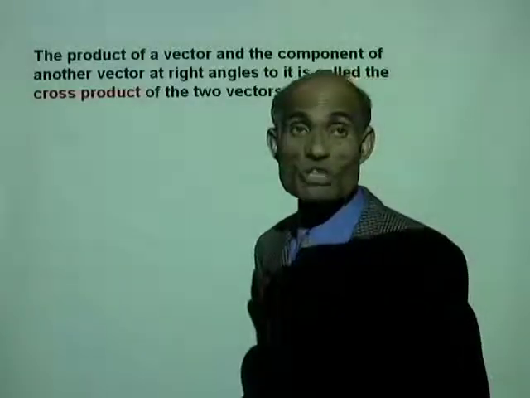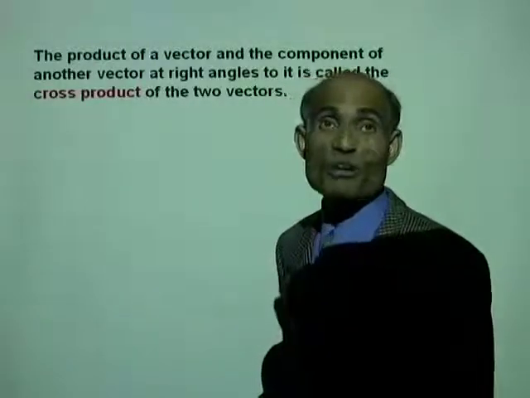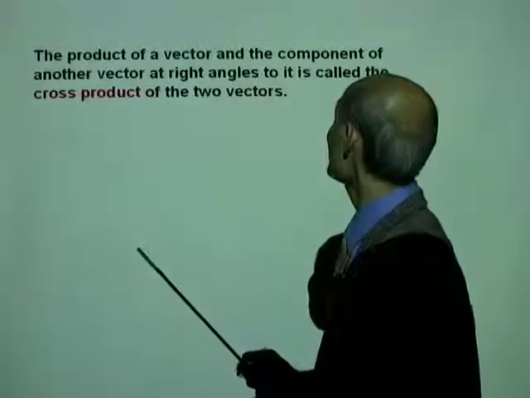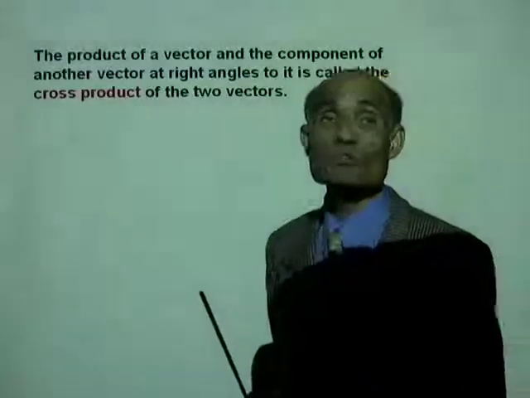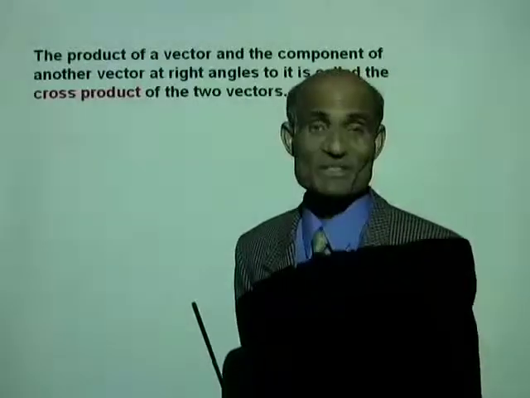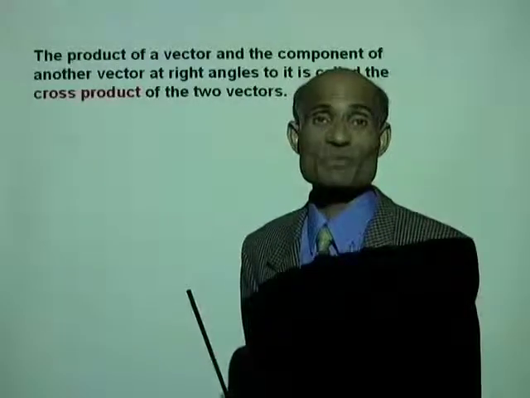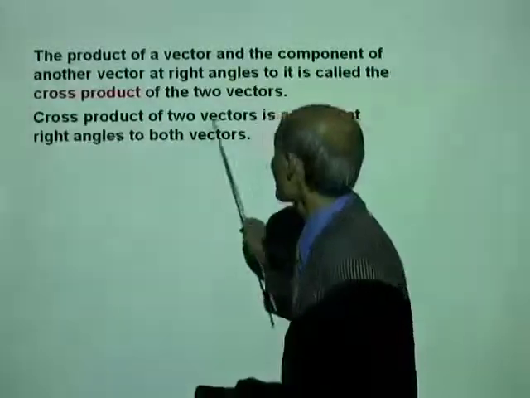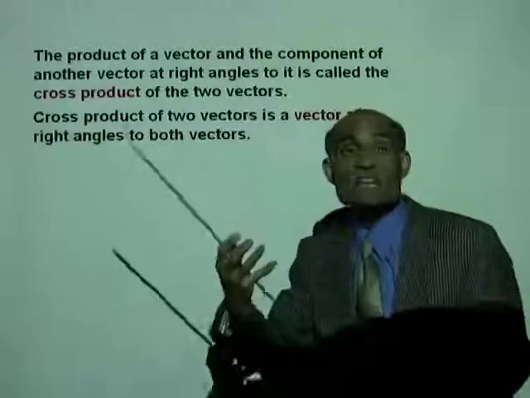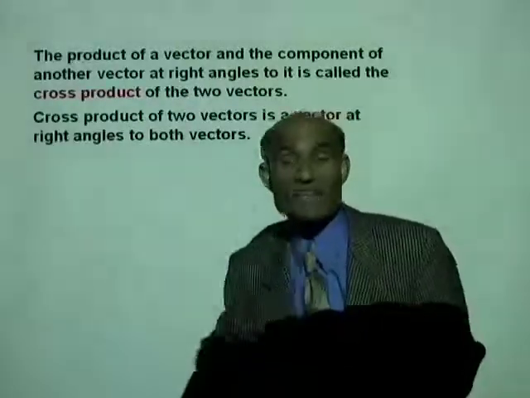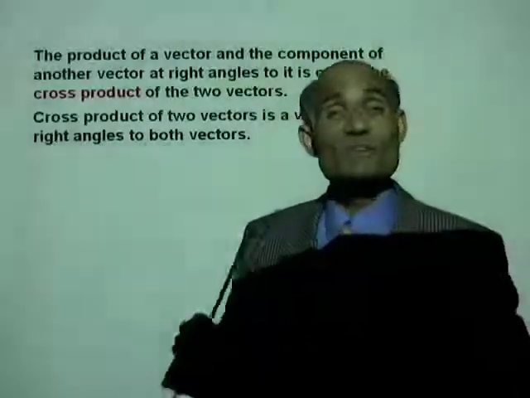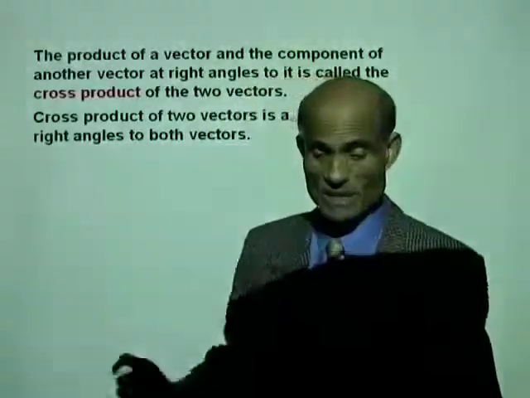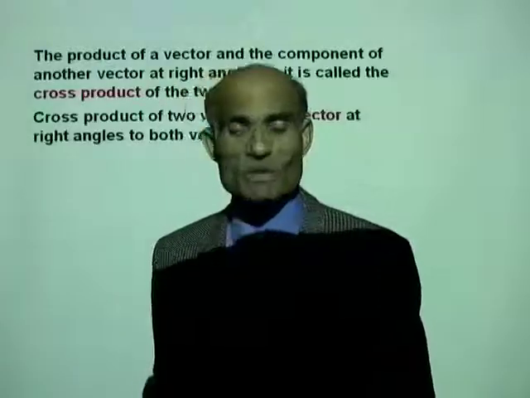Well, we already said the product of a vector and another vector at right angles to it is called the cross product of two vectors. Therefore, I can write that the cross product of two vectors is a vector at right angles to both the vectors. In other words, let me see if I can show that to you one more time.